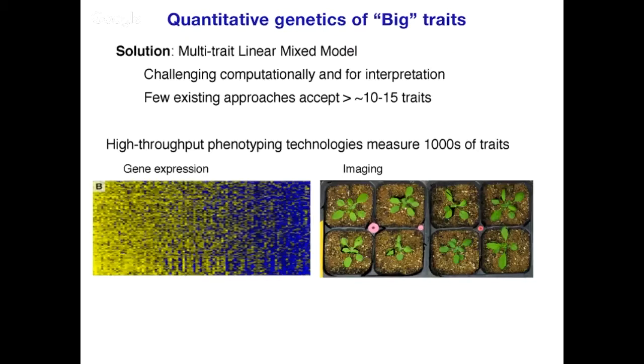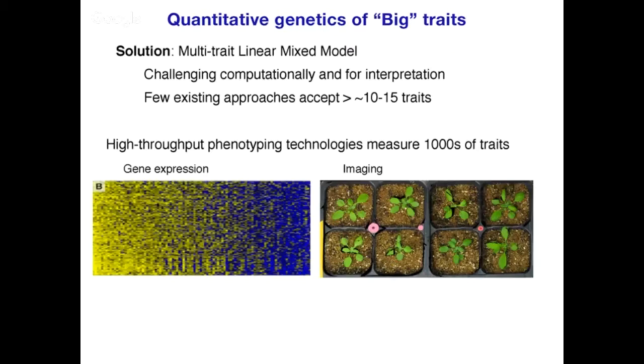For example, with gene expression, with RNA-seq, we can measure the expression of tens of thousands of genes in every sample. Or imaging technologies, here are pictures of Arabidopsis plants that were taken every hour over several months, like what Chris talked about earlier. We can get data on the growth trajectories or morphology throughout time. And so this is what I mean by big traits: not tall plants, but big data sets.